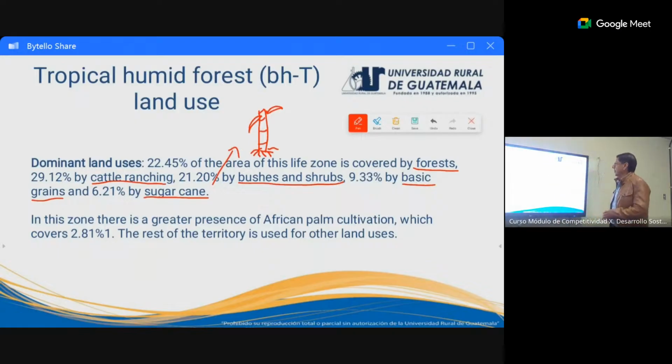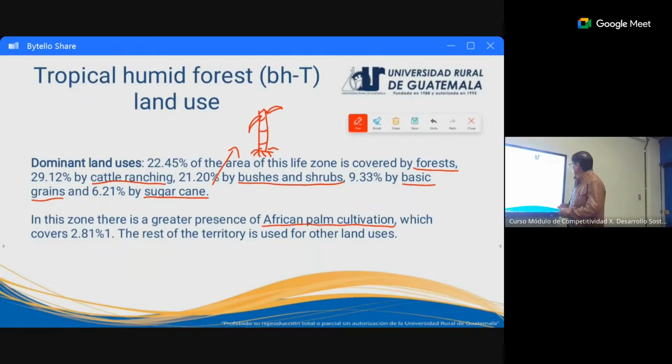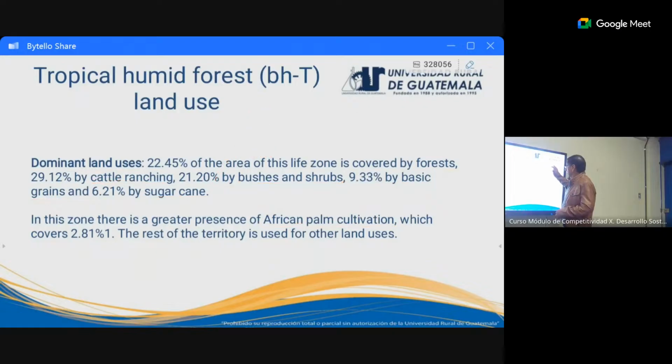In this zone, there is a greater presence of African palm cultivation. I said that this is a new form of agriculture in Guatemala, which covers 2.81%. The rest of the territory is used for other land uses. Let's check.